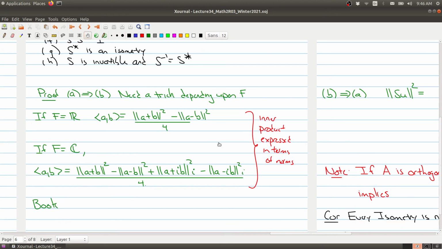Okay, so the book does R, and I will do the case that F is the complex numbers. But I will do that case as part of the last part of lecture 34. So I'll pause here and I'll see you after the break.